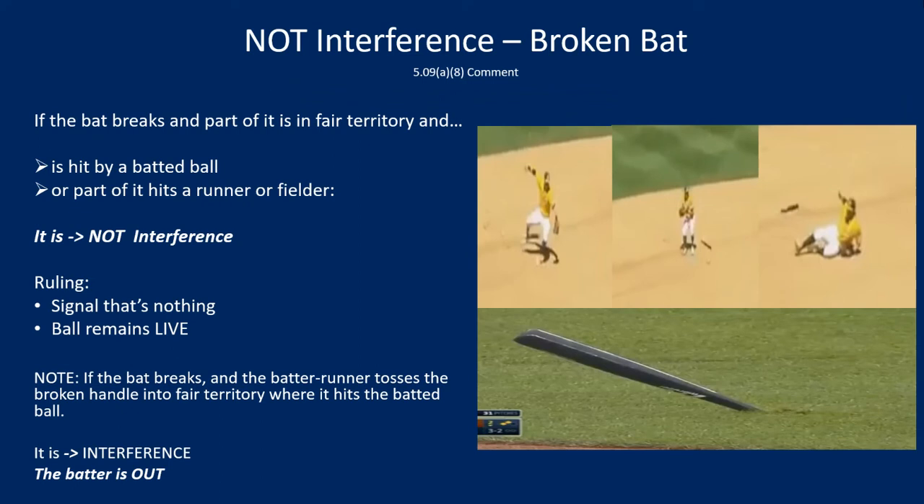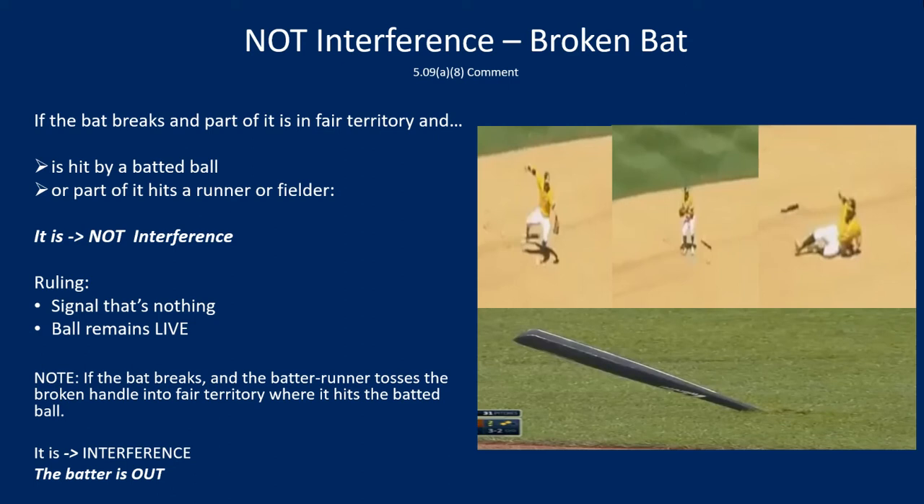In this example, I'm going to talk about the bat and how it's not interference. In this example, it's when the bat breaks. So in the example we just talked about before this, the bat remained whole and the batter let go of it and it went into play. In this case, the bat has broken. And when the bat breaks, it's not interference because the batter can't control the broken piece. They didn't know their bat was going to break. We don't penalize the batter for this.